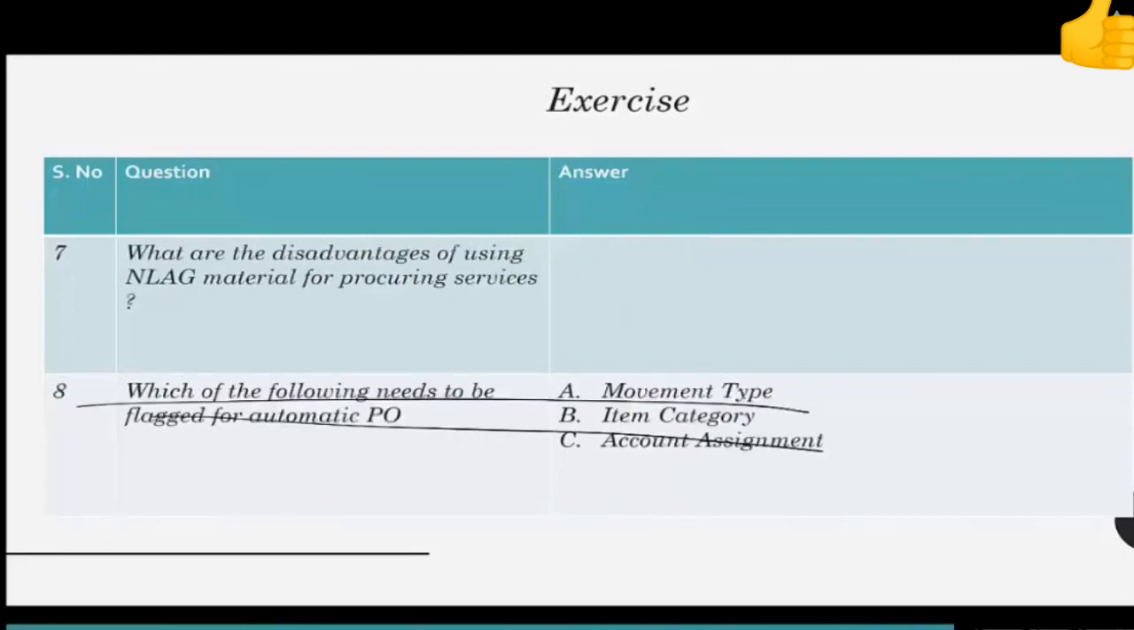What are the disadvantages of using NLAG material for procuring services? Well, for starters, adding additional materials at the goods receipt level is not an ideal way. It breaks the link between the purchase order and the goods receipt. Well, there is a way to automatically create a PO, but that's convoluted, number 1. And number 2, it breaks the relationship between the purchase order and the goods receipt. There's really no elegant way in which you could add more services at the goods receipt level. And that's the reason why we could not use NLAG material to order services.